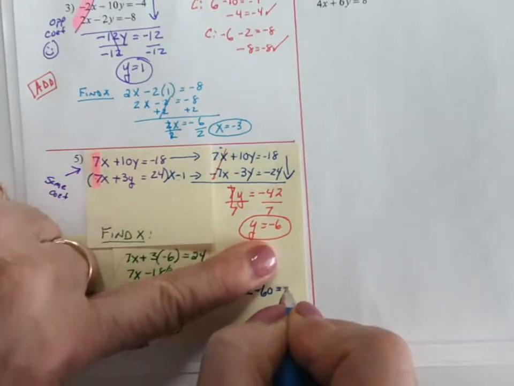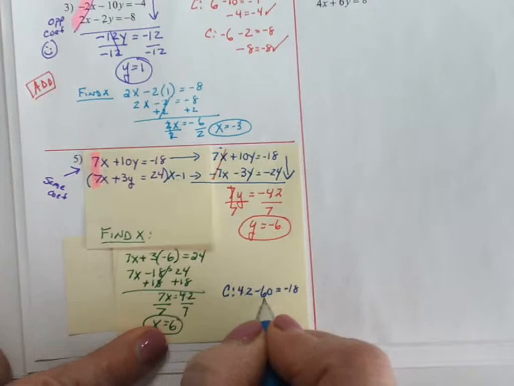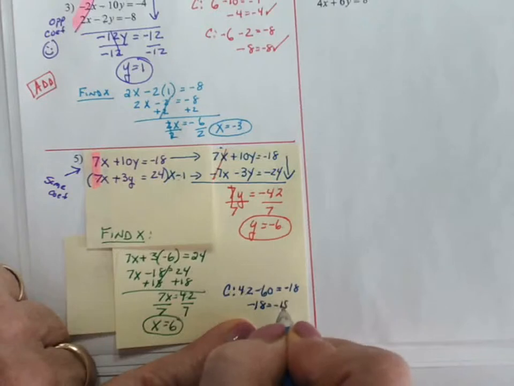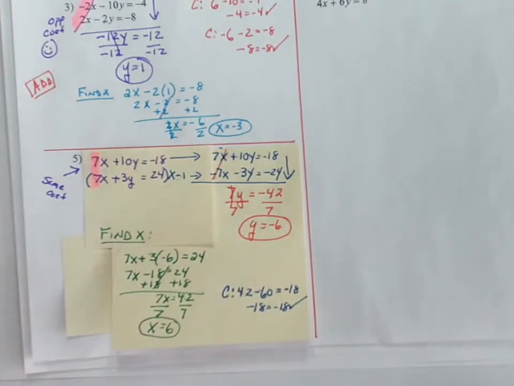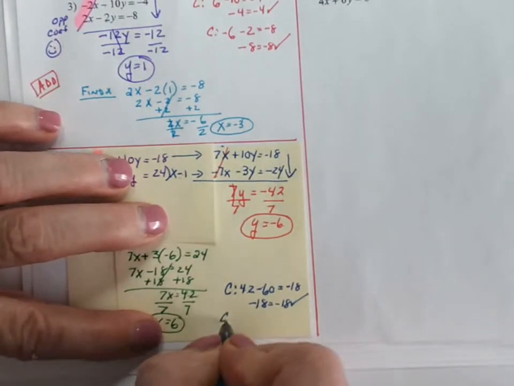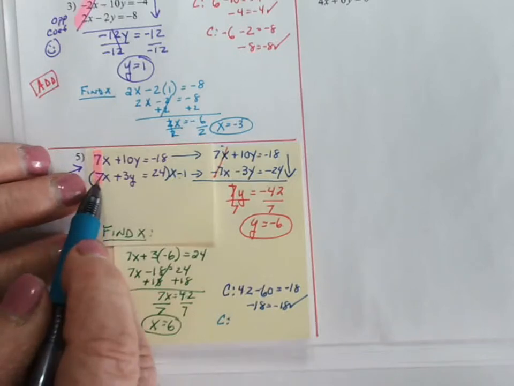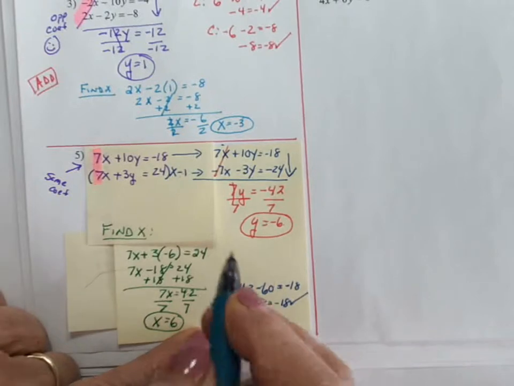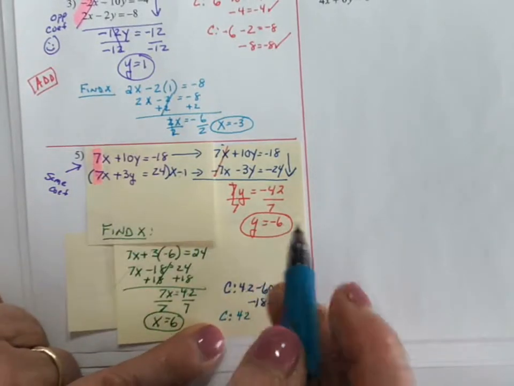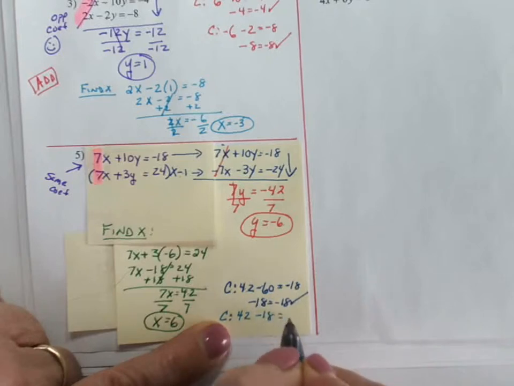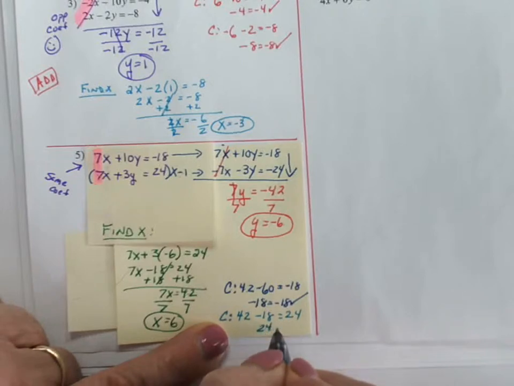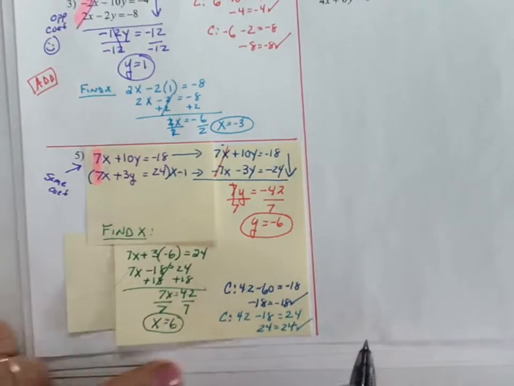And, in fact, 42 minus 60 is negative 18. Negative 18 equals negative 18. It checks. Now I'm going to check the other equation. 7 times 6, again, is 42. 3 times negative 6 is negative 18, and 42 minus 18 is 24. And 24 equals 24. That checks. Cha-ching.